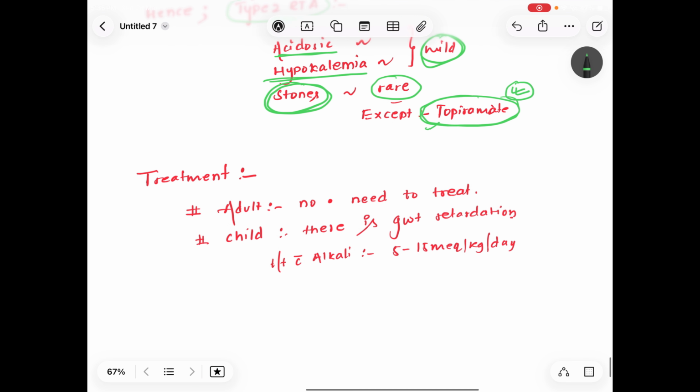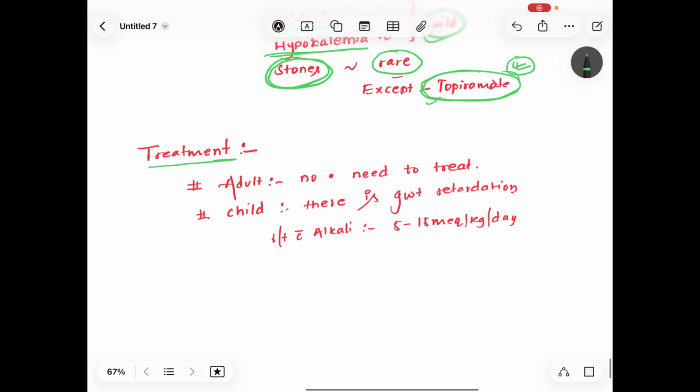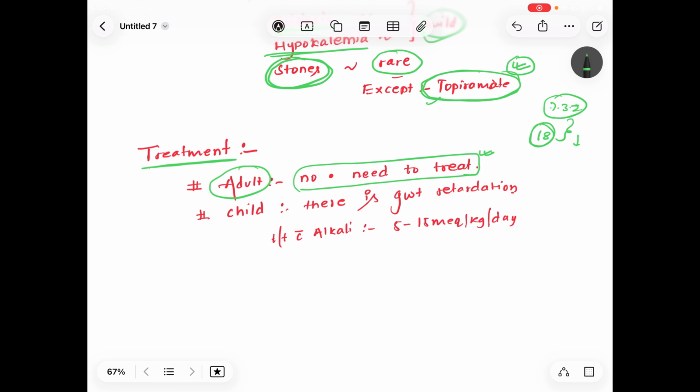So do we need to treat a patient with proximal RTA? In adult, there is no need of any treatment because the patient is in the steady state. Suppose with a bicarb of 18 and pH of 7.32, the patient is not symptomatic, so there is no need of any treatment of proximal RTA in adult without any symptoms. In child, there is growth retardation because of even mild acidosis, so we can treat with alkali. The dose is 5 to 50 milliequivalent per kg per day.